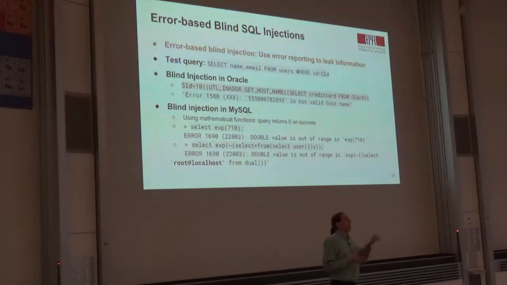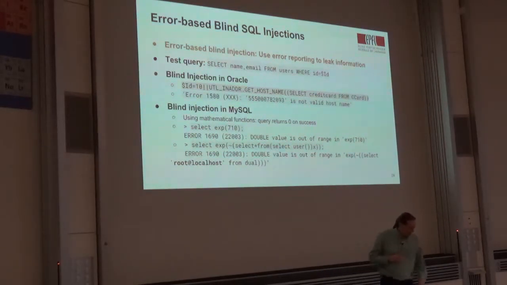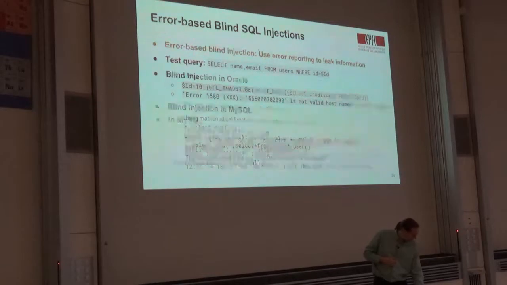The point is not to focus on very specific vectors, but just to understand how many different types of back channels can be used to exfiltrate information if an attacker can find any way to actually inject attacker-selected code. Okay.